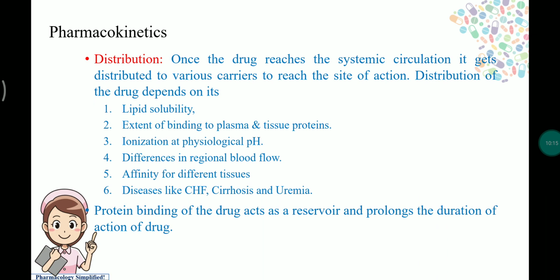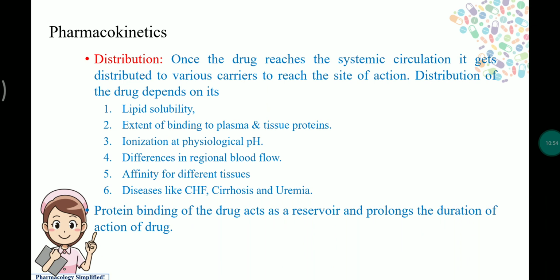Distribution means the drug, once it reaches the systemic circulation, should reach the various parts of the body to our site of action to produce its effect. Once it reaches the circulation, it binds with plasma proteins. Acidic drugs usually bind to albumin and basic drugs bind to glycoprotein. So when they bind to protein, they are distributed to different areas of the body.